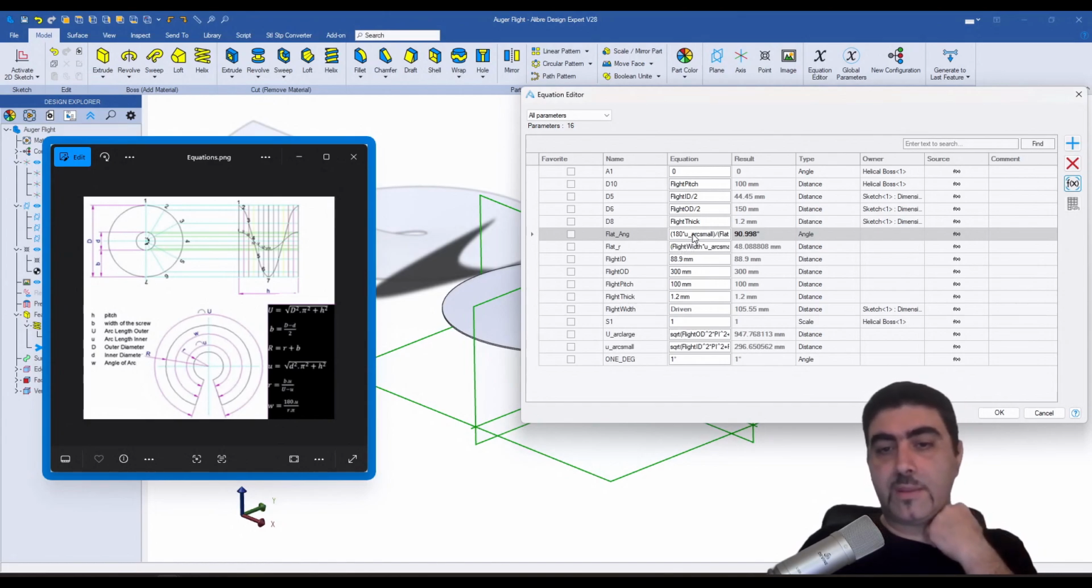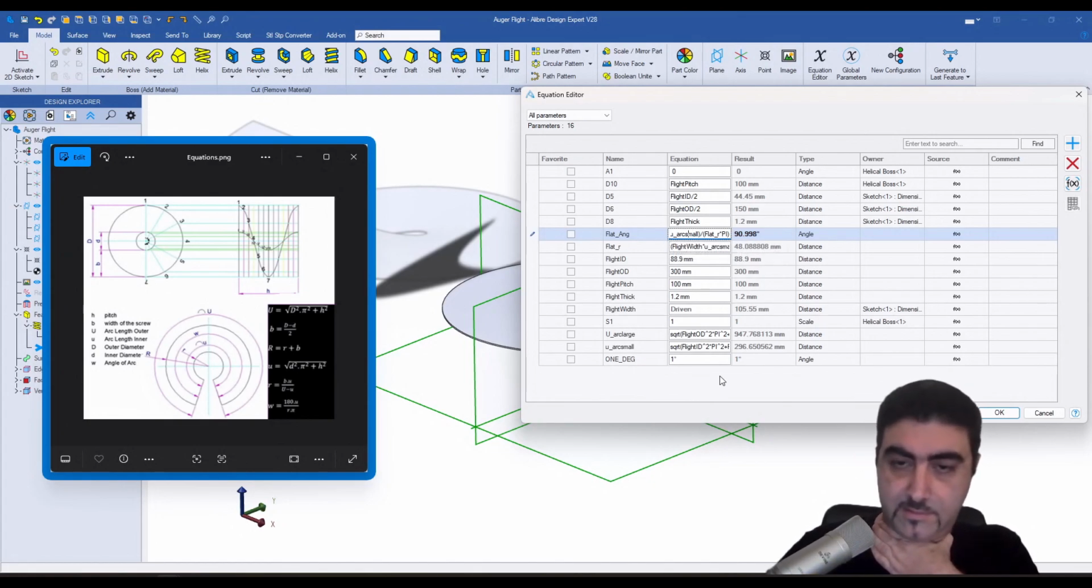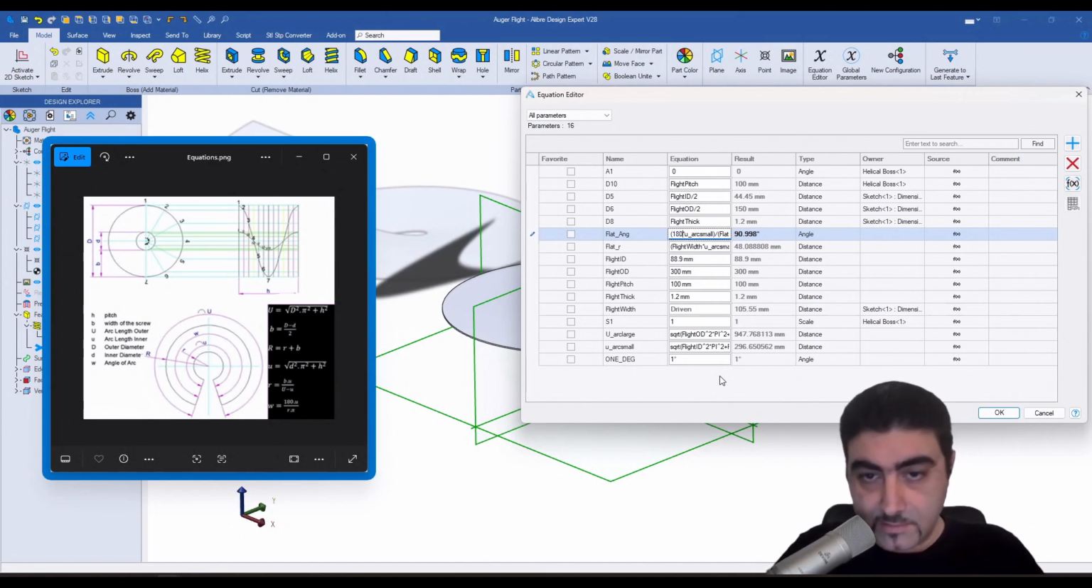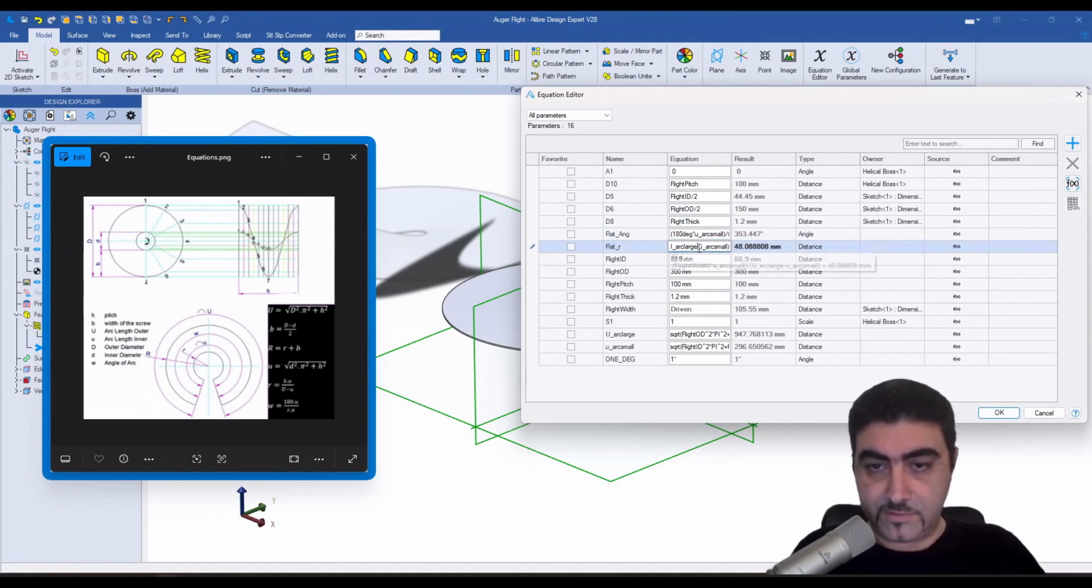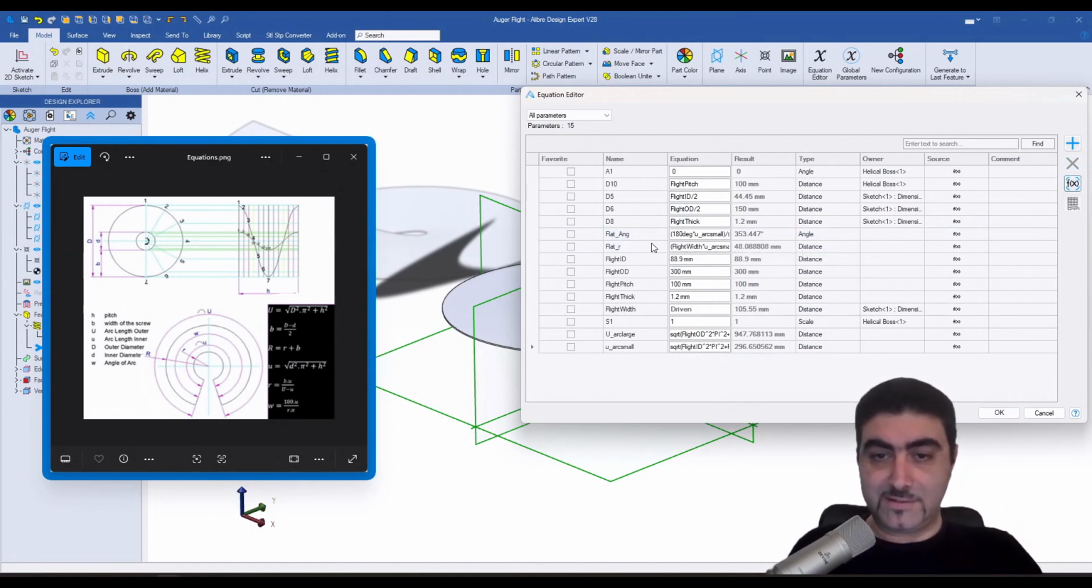So u arc small is a distance, right? 180 in this context is nothing. Well, maybe if I actually write degrees there, will this work? Hey, that worked. Okay, so I didn't even need this.